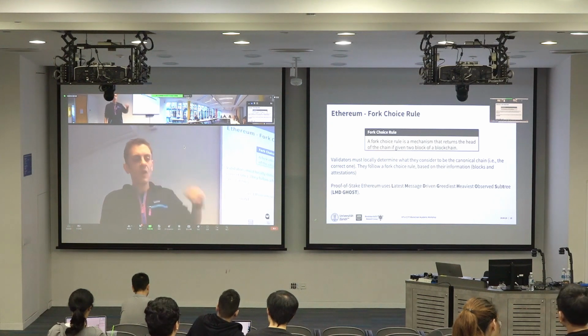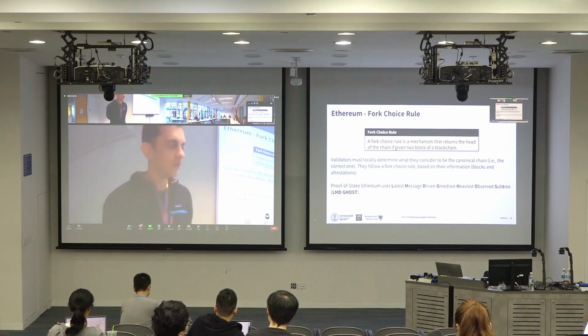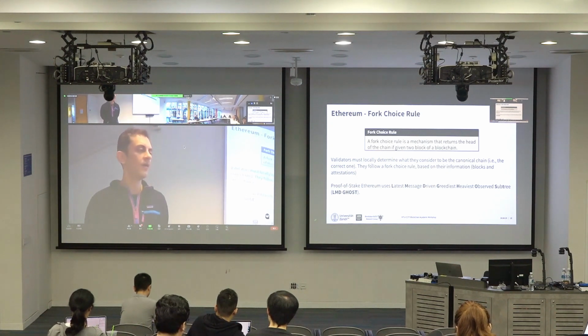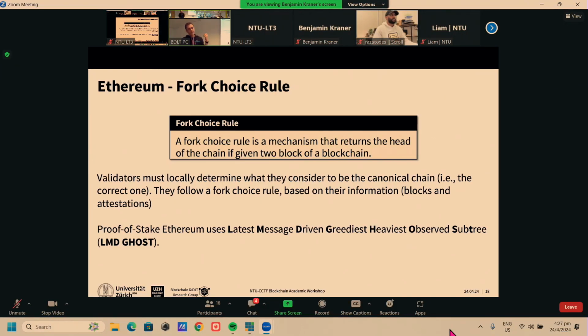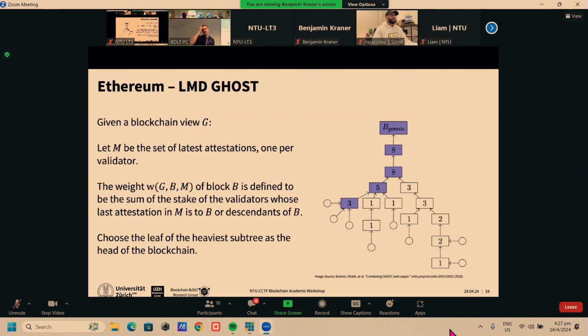Here, on the other hand, I need to take into account the votes of the validators. So Ethereum is using an algorithm called latest message driven greediest heaviest observed subtree, LMD GHOST in short. I don't want to go into the specifics, but basically you count the votes that you have on your block tree, and then you decide for the one leaf that is the heaviest to be the head of the blockchain.